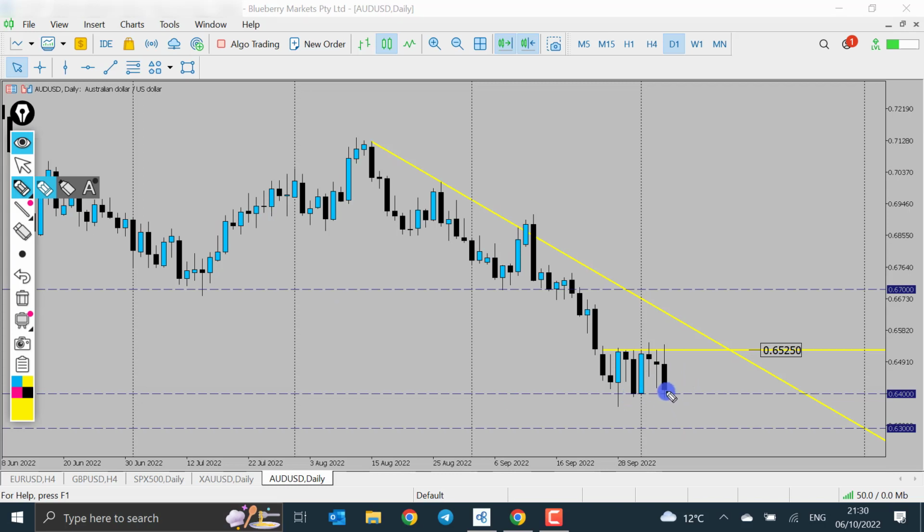So what I'll be looking for is if price breaks 0.6400, could we see sellers drive price towards 0.6300 or even below that at the 0.6200 handle.